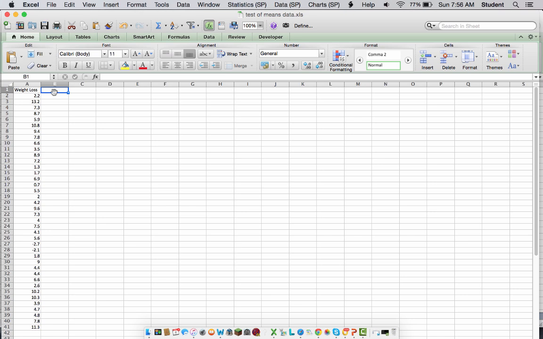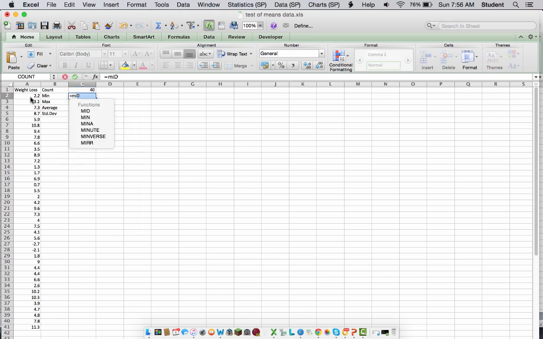So if we get a sense for how many observations we have, right? Let's look at the range, the min, the max, get a sense for the average of those weight loss, as well as the variance in that measured by our standard deviation. All right, so here we have the count. All right, so we have 40 observations.